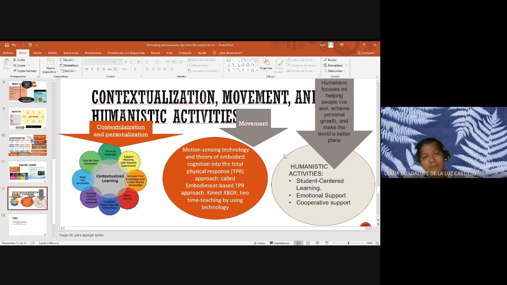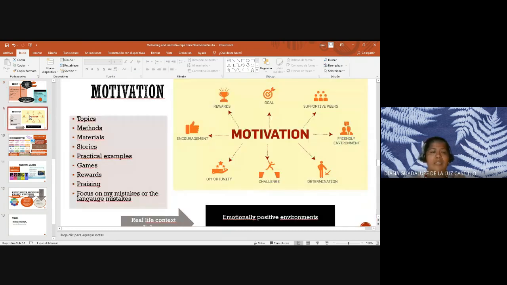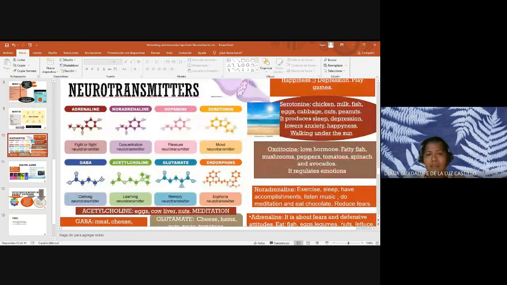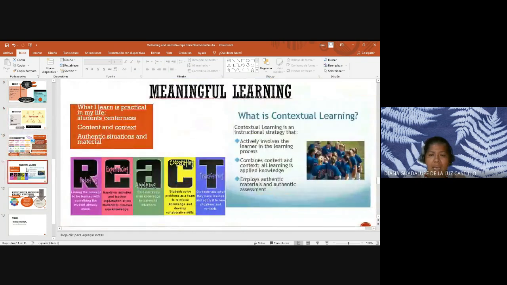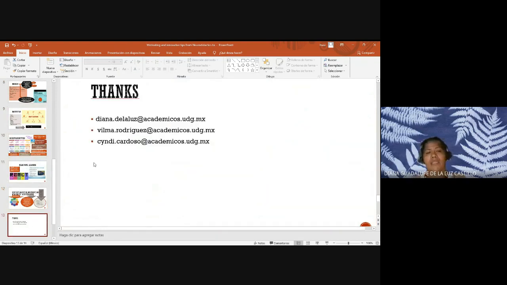These are some tips that we really recommend. We recommend playing with the memory, playing with motivation, taking into account neurotransmitters, having meaningful learning, and having contextualized learning, movement, humanistic activities. That's what we recommend.